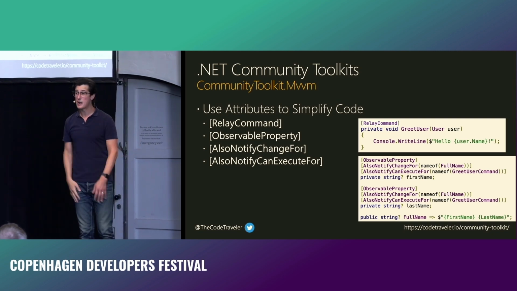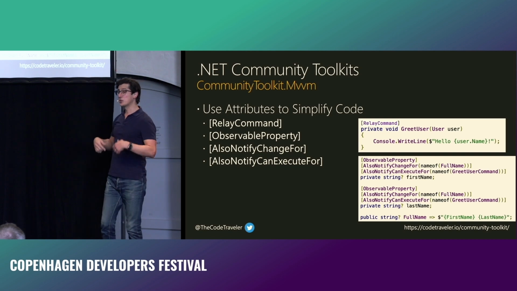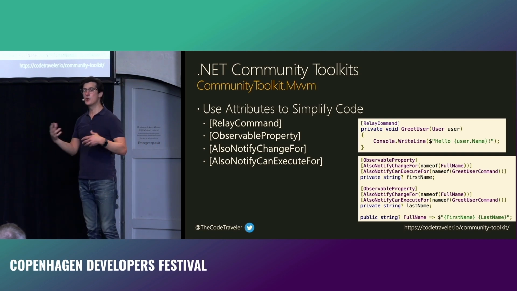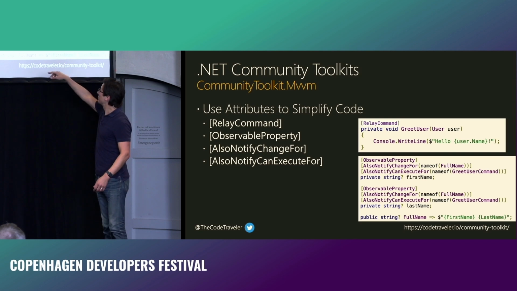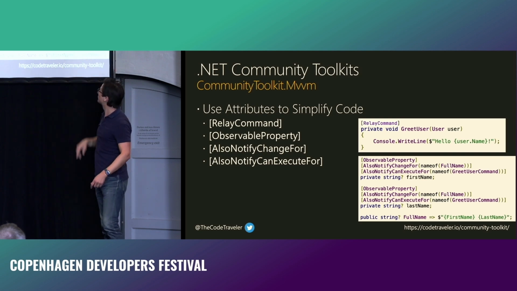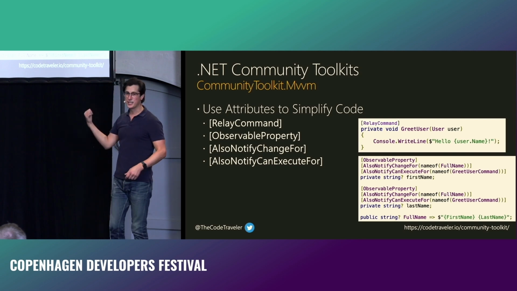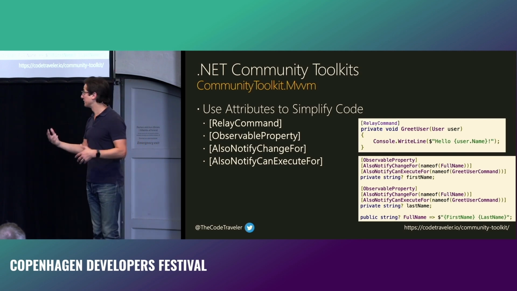It's a read-only property. And so anytime first name or last name changes, we also want to tell the UI, we also want to notify change for full name. And you can do that super easy. You add that attribute that says also notify change for, you pass in the name of that property, full name, and now anytime first name changes, you'll get an INotifyPropertyChanged alert for first name and full name.